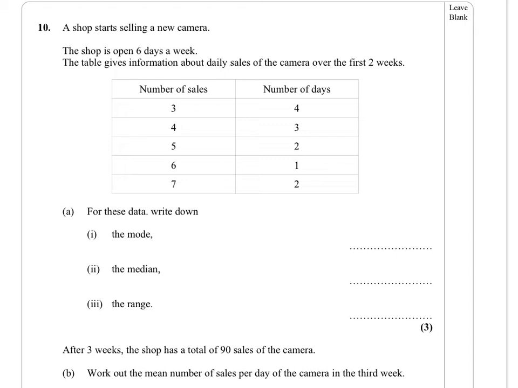What we've got to do is answer these questions on averages. For this data, write down the mode. The modal amount, or the mode, is the most often occurring. So I look at the frequency column, the number of days, which happens the most, and the biggest frequency is 4 days. So 3 sales is the mode, the most often occurring number of sales. So I just write a 3 in there. The median is a little bit harder.